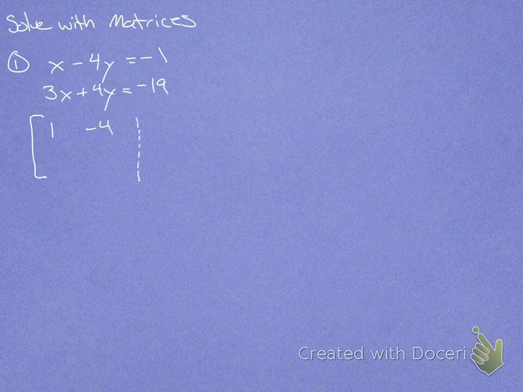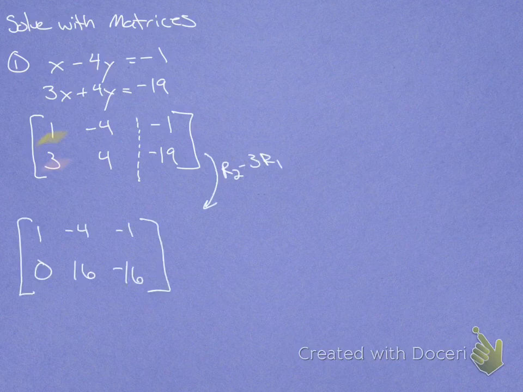I'll draw the line once, but I'm not going to draw it every time because it's just annoying. -1, 3, 4, -19. So I already have that 1 in the first spot. I now need to work on making this spot a 0. See if you can do row operations to make that happen. Okay, so to make that bottom corner 0, I did row 2 minus 3 row 1. I did it to everything.